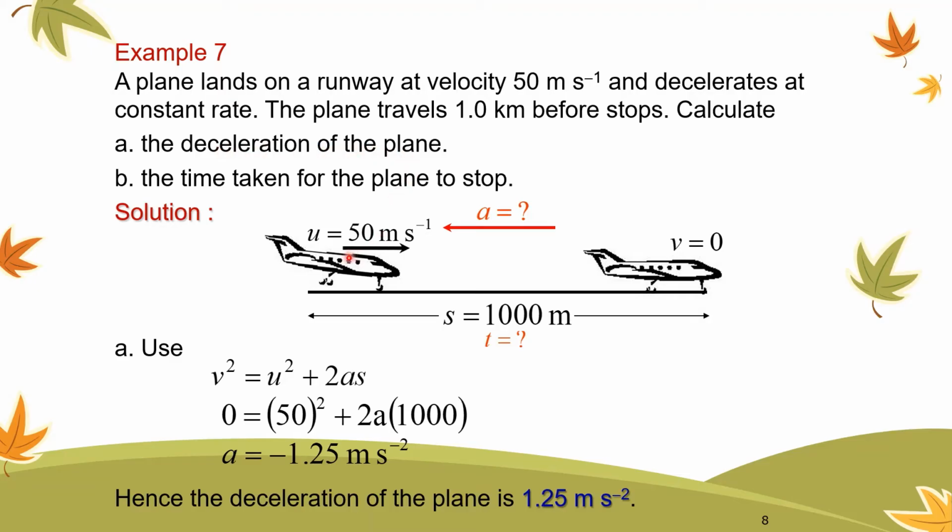So, how do we choose the correct equation? We have v, we have u, we have s, and we need to find a. Remember those three equations. So, the suitable equation is v² = u² + 2as. Substituting the values into the equation, we get a = -1.25 meters per second squared. What does the negative sign mean here? The negative sign here means that the plane is decelerating.